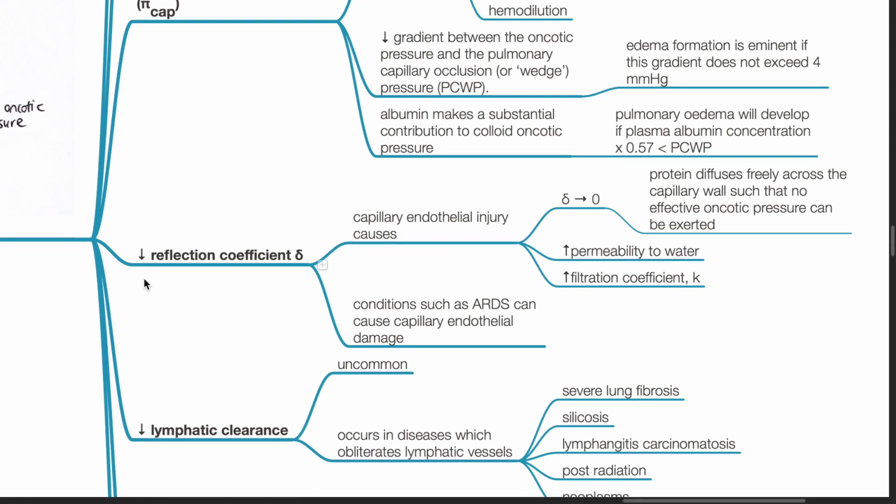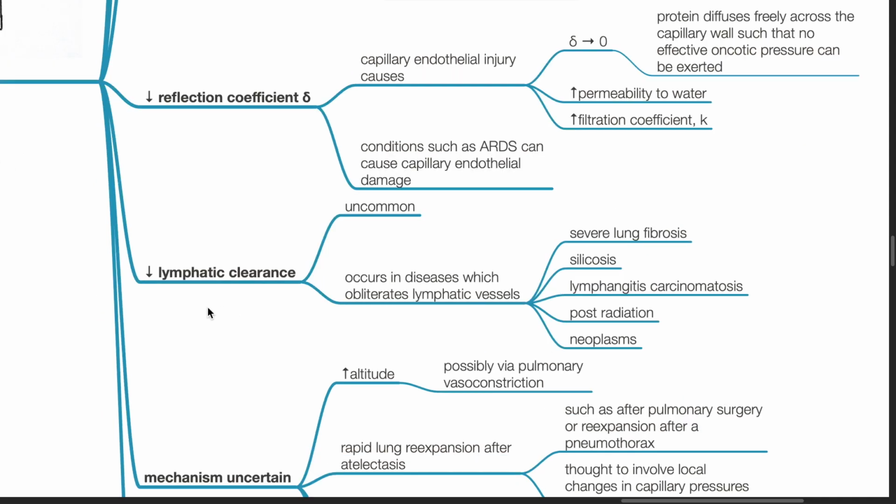Reduced reflection coefficient: capillary endothelial injury causes delta to become zero. Protein diffuses freely across the capillary wall such that no effective oncotic pressure can be exerted. There is increased permeability to water and increased filtration coefficient. Conditions such as ARDS can cause capillary endothelial damage. Decreased lymphatic clearance is uncommon. It occurs in diseases which obliterate lymphatic vessels, such as severe lung fibrosis, silicosis, lymphangitis, carcinomatosis, post-radiation, and cancer.